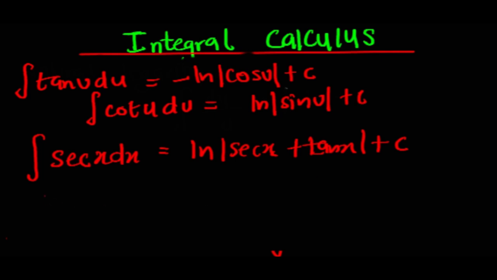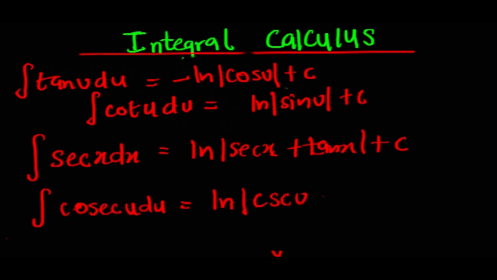And if you're asked to integrate cosec u du, that's going to give us the natural logarithm of cosec u, right? Then minus cot u. Then you're going to have plus c here. So that's what you're going to have.